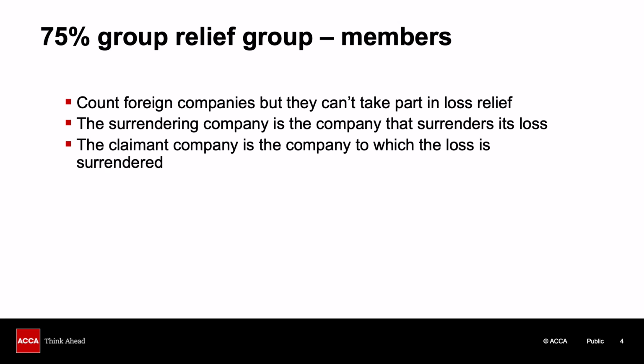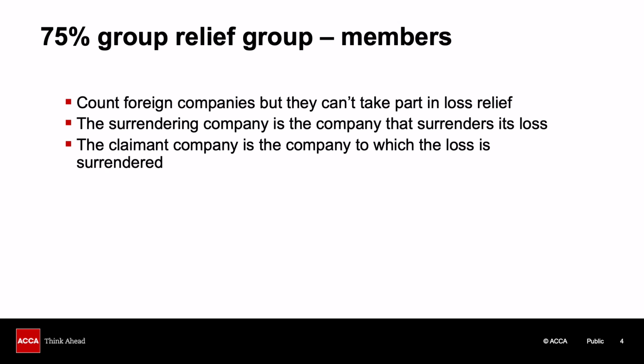Now, are there any other restrictions on who can be a member of a group relief group? We do count foreign companies, but they can't actually take part in the sharing of losses for the purposes of the TX exam. Why would we count them in? Well, it's because that foreign company might have a UK subsidiary that we could then get access to via an indirect holding. We use different terms for different members in the group.